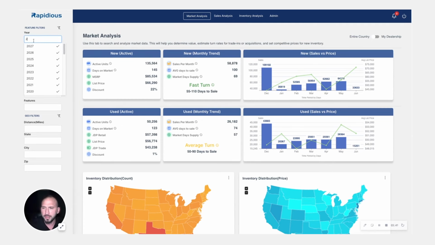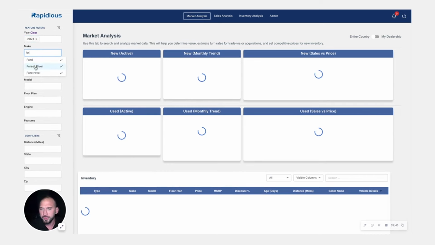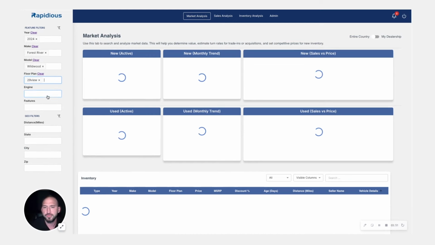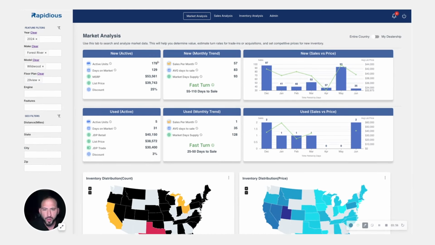And let's use something simple like a 2024 Forest River. We'll go with a Wildwood. Let's go with a 29 View. So you can see that there are currently 178 new units for sale. They've been on the market for 129 days with an average discount of 25%. They're selling at a rate of about 57 sales per month. They're taking about 83 days to sell. And you can see that data right here. So 97 in December, 41 in January, and so on. You can also see how many used are on the market.